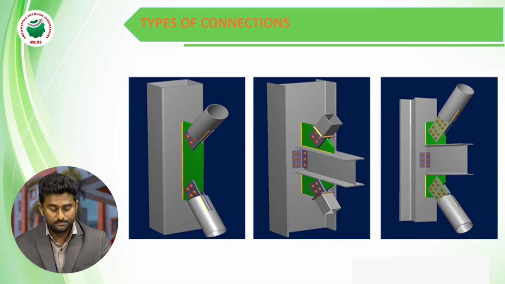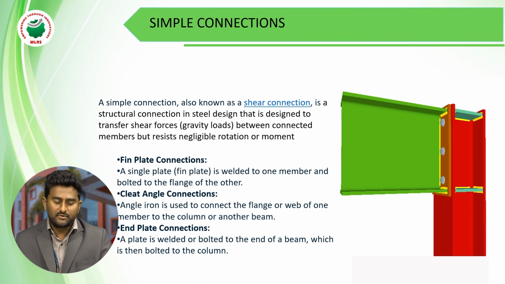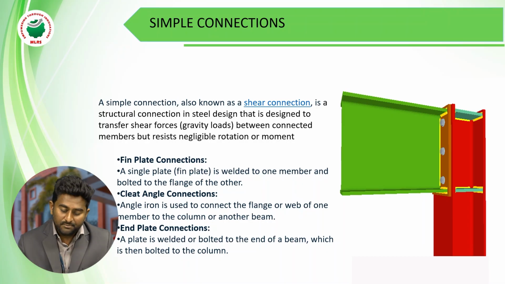Types of connections. These are the three types of connections. Simple connections are known as shear connections. First one is fin plate connection. Second one, cleat angle connection. Third one, end plate connection.